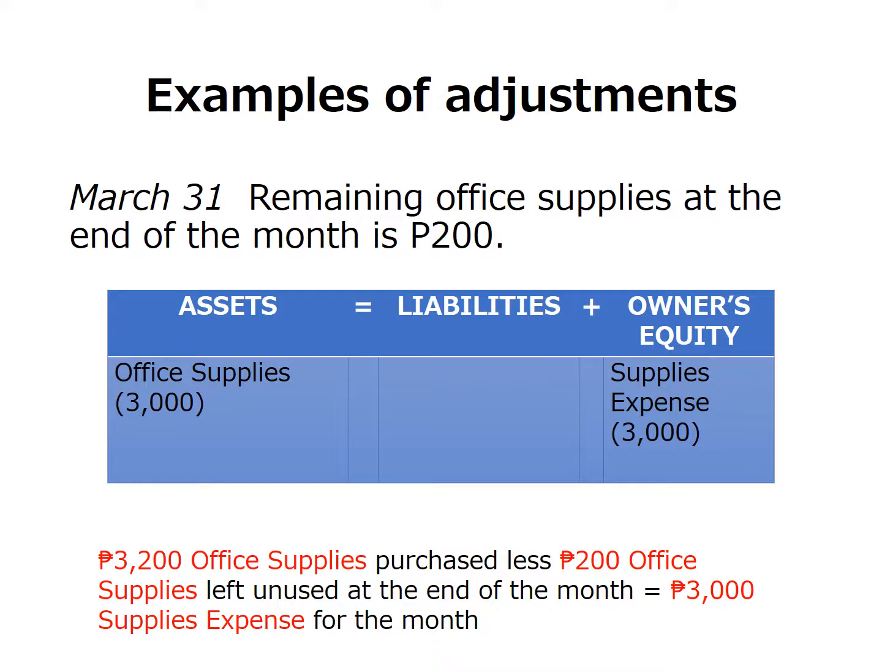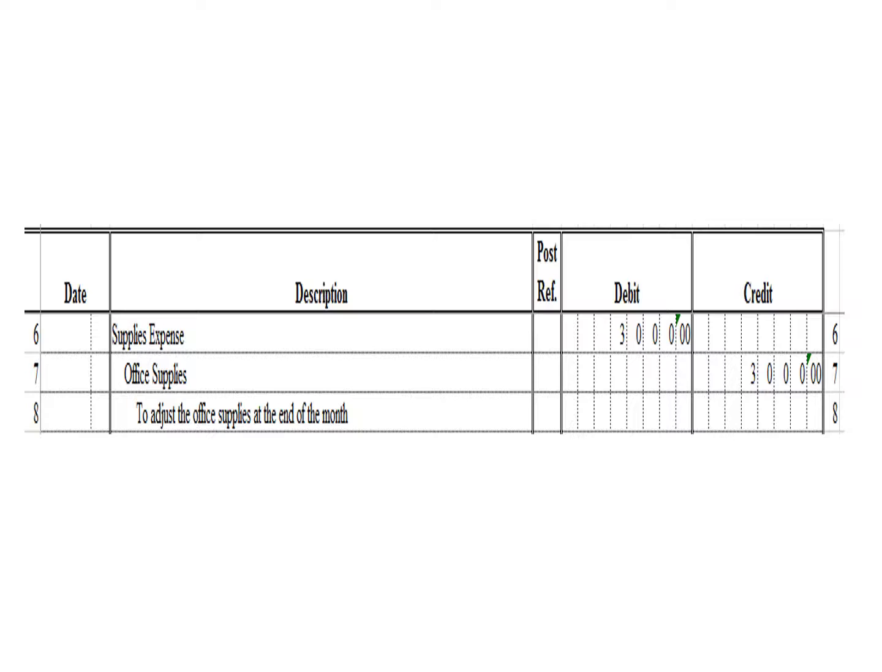Now let us journalize this transaction. To journalize our second adjustment, we don't have to write the date. All adjustments are normally recorded at the end of the month. So the end of the month for March is March 31. We had already written the date in our first journal entry.